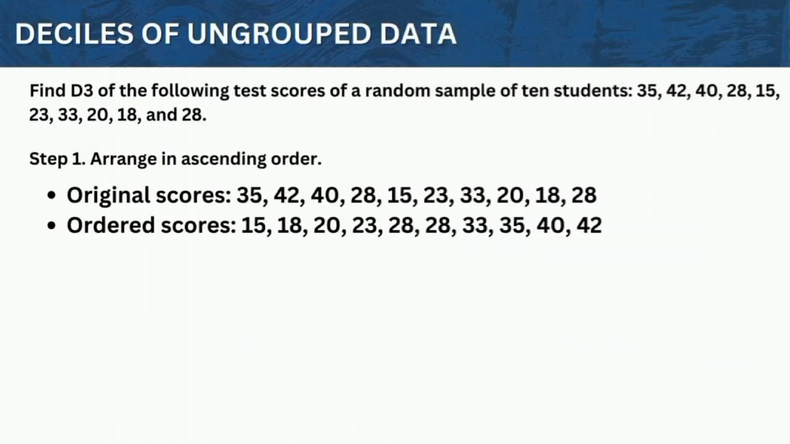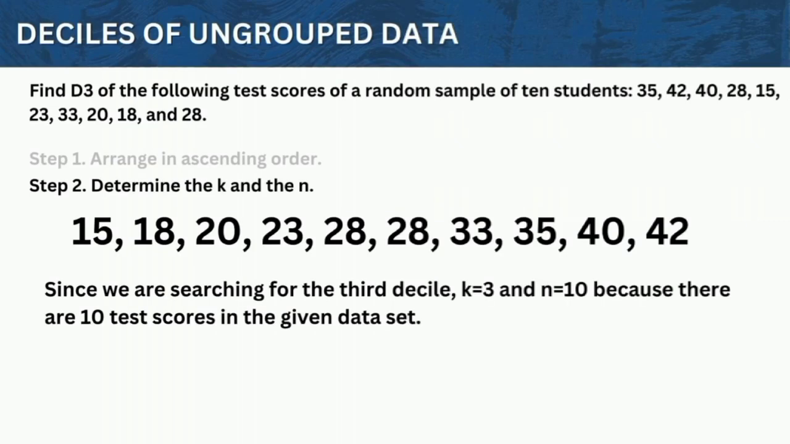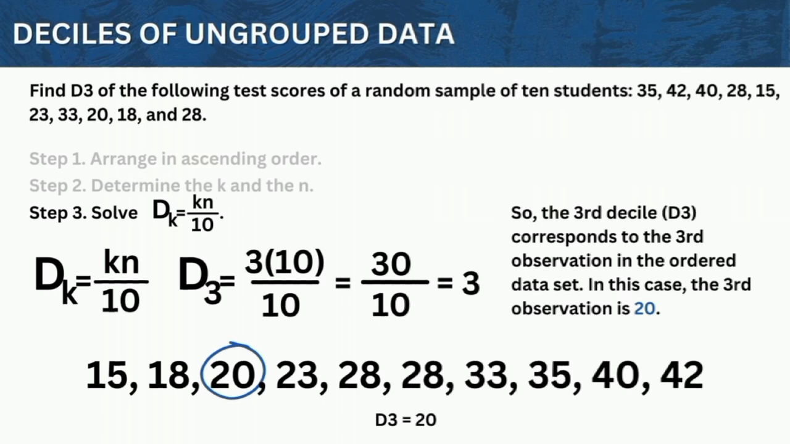Find the third decile of the following test scores of a random sample of 10 students. To find the third decile of the given test scores, we first need to arrange the data in ascending order. Secondly, we need to determine the k, or the position of the score that is being asked, and n, or the number of scores. Since we are searching for the third decile, k must be equal to 3, and there are 10 test scores in the given dataset. Finally, solve using the formula. So, the third decile corresponds to the third observation in the ordered dataset. In this case, the third observation is 20.